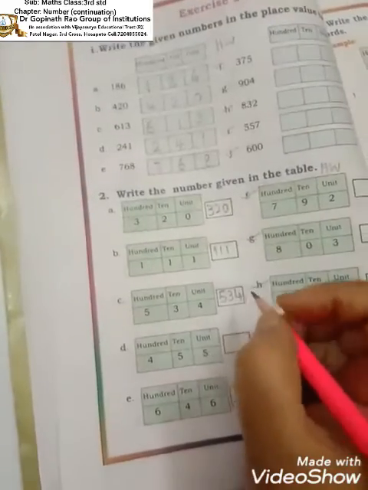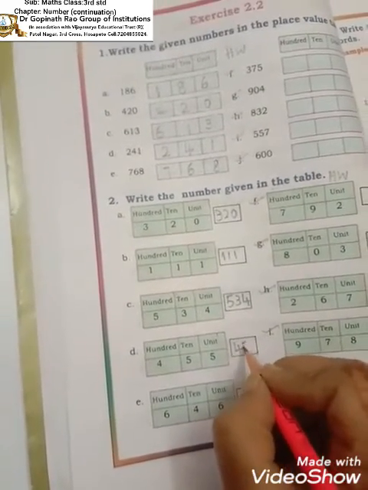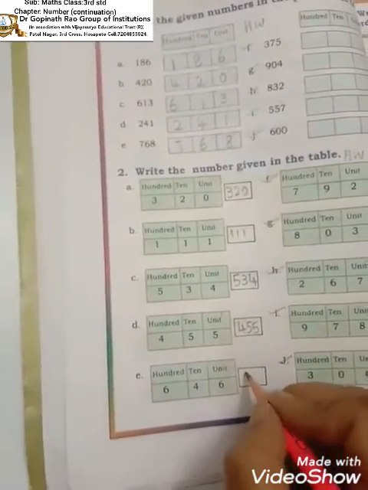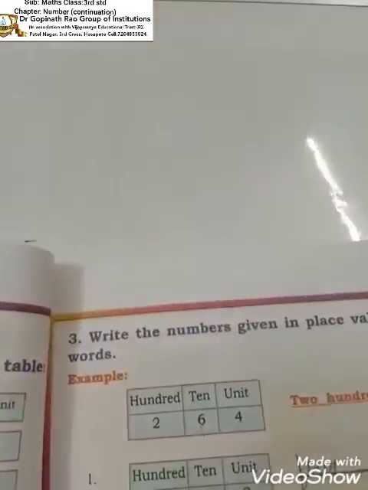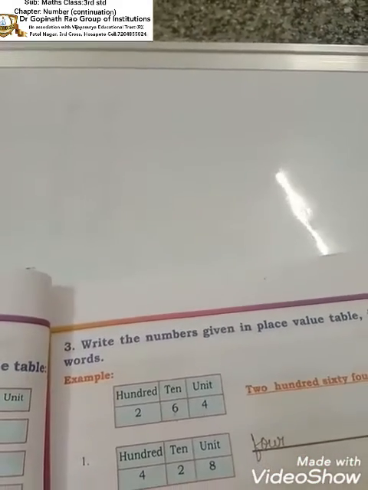534. Okay, next it is 400s, 5 tens and 5 units, 646. Okay children, the same thing, F, G, H, I, J is homework. And here, write the number given in the place value table in words. So the place value table is given, we have to write in words.